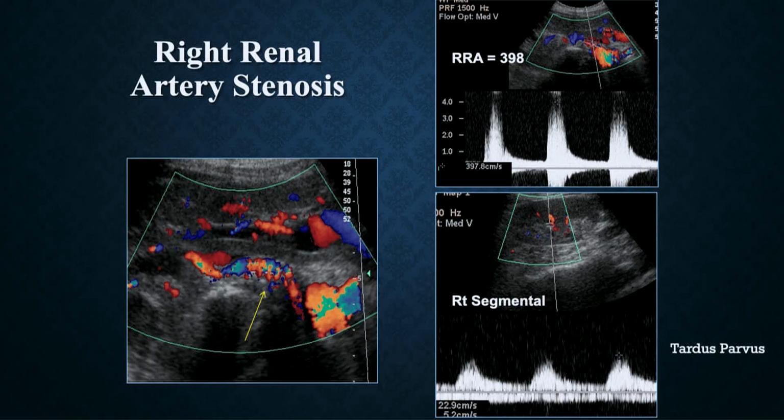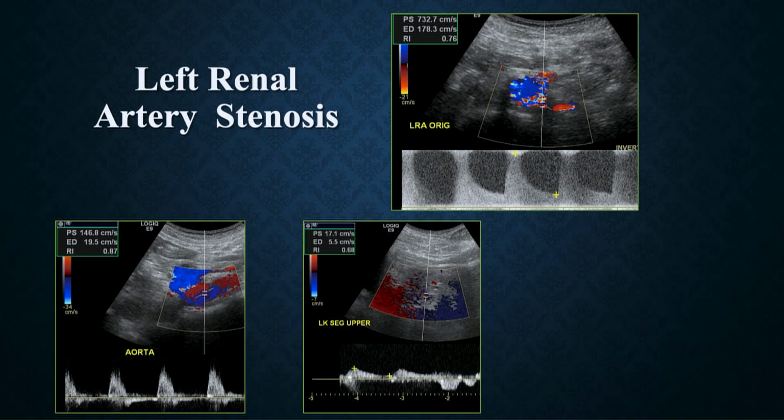Here's some examples. Here's a patient that presented with right renal artery stenosis. You can see the aliasing where the arrow is there, disturbed color flow. The velocity there is almost 400 centimeters per second. If I move the sample volume into the hilum, I see a tardus parvus waveform. But remember, you're not always going to see tardus parvus waveforms, as I'll talk to you. It is very specific. It's not that sensitive. Many patients, including older patients and patients with severe atherosclerotic disease, will not give you tardus parvus waveforms.